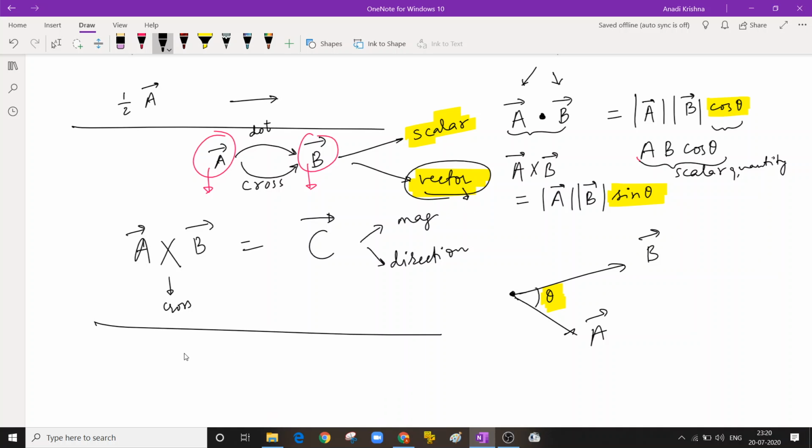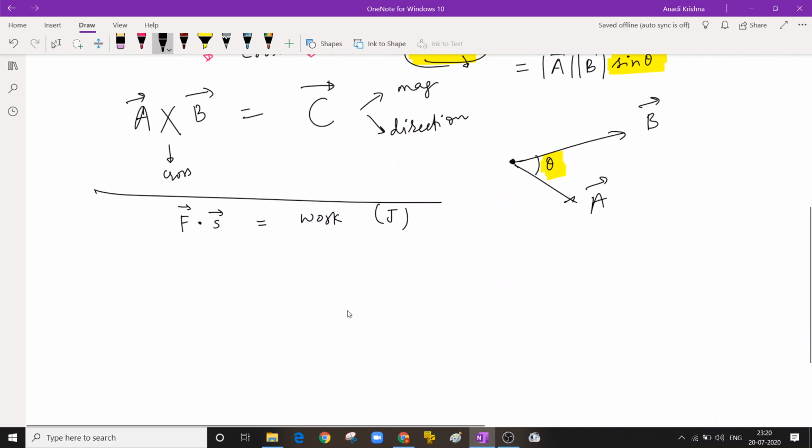To give you a short example, force is a vector. When it is dotted with displacement vector, it gives you work. Work is a scalar quantity. It is measured in joule. It has no direction. Work is just work.